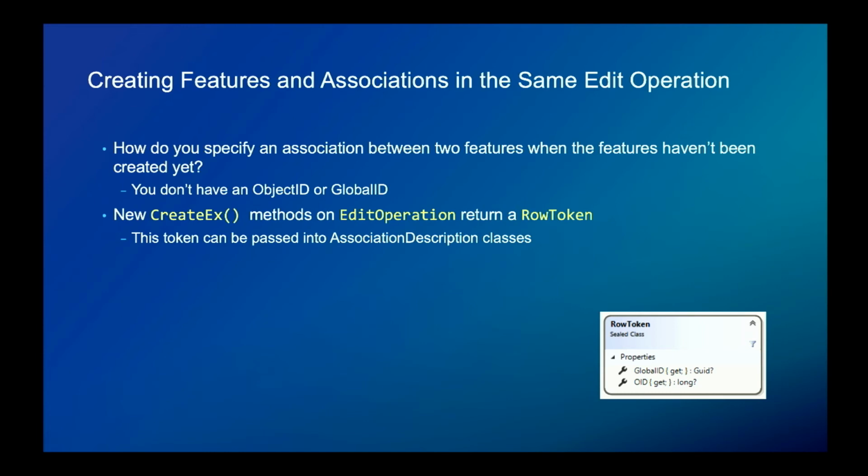So this is for like if you want to create a pole and a transformer bank, and you want to do that in one edit operation. You call create EX on the second object, and then you create the association between them. And the reason why this is necessary is because, as I said, you queue up all these edits, and none of those edits take place until you call execute. So you don't have an object ID for those two features until after execute is called. So this allows us to get by that and still keep it all in one edit operation.